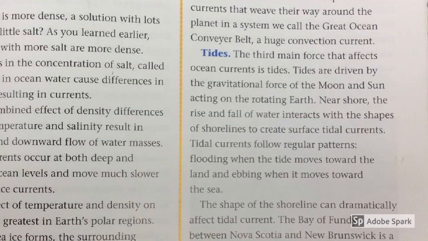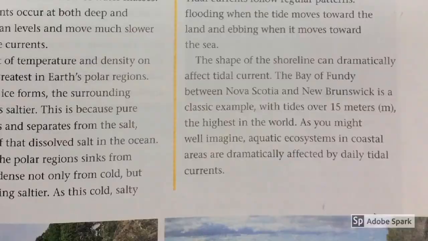The third main factor that affects ocean currents is tides. Tides are driven by the gravitational force of the moon and sun acting on the rotating Earth. Near shore, the rise and fall of waters interacts with the shapes of shorelines to create surface tidal currents. Tidal currents follow regular patterns, flooding when the tide moves towards the land and ebbing when it moves towards the sea. The shape of the shoreline can dramatically affect tidal current.